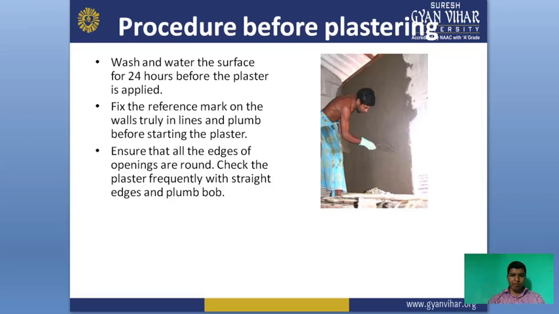It means we have to ensure that all edges of the surface are rounded, and that the plastered surface has no ups and downs, and the edges are straight. The plumb bob is used for keeping the plastering plumb, whether on any wall or any other reference points.